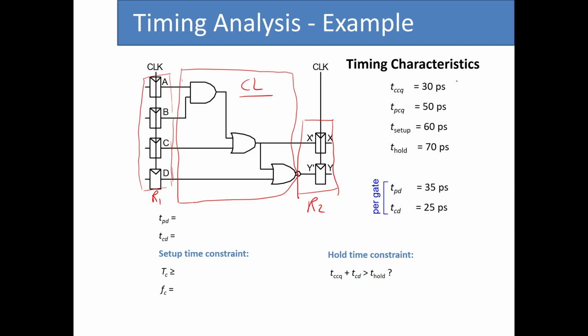So pico is basically 10 to the negative 12 seconds. So very small value. As for the individual gates that we have, we have the propagation delay to be 35 picoseconds and the contamination delay for each one of these gates to be 25 picoseconds. So now let's just see if this circuit satisfies the setup time and the hold time constraint for register R2.